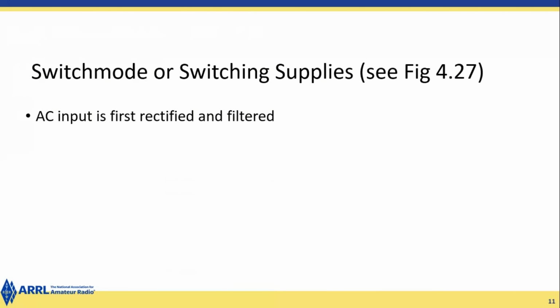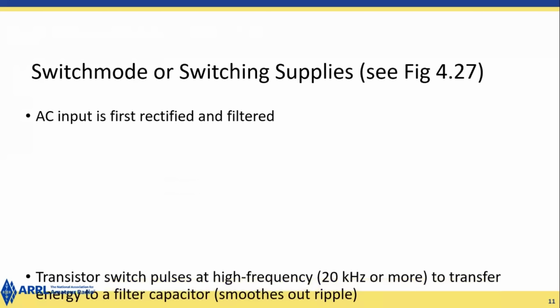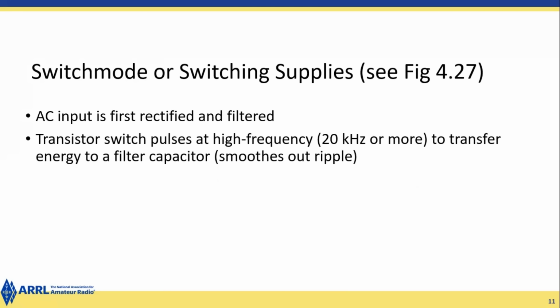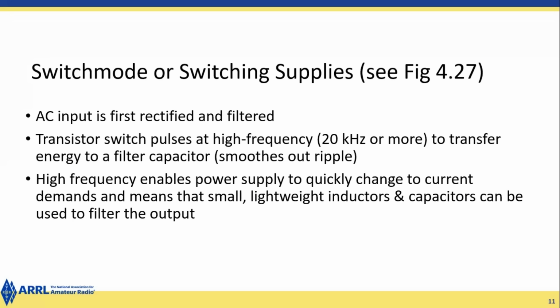Okay, switch mode power supplies. The AC input is first rectified and filtered. A transistor switch pulses at high frequency, usually 20 kilohertz in that range or more, to transfer energy to the filter capacitor, which smooths out the ripple. High frequency enables the power supply to quickly change to current demands and means that small, lightweight inductors and capacitors can be used to filter the output.